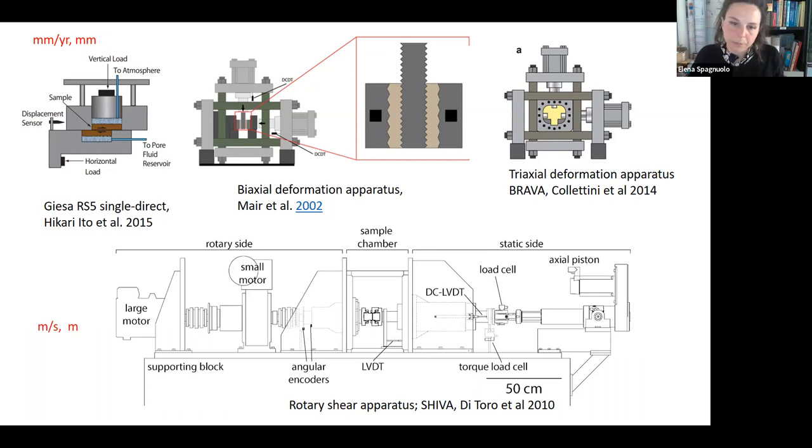On the other side of the spectrum, there is this kind of machine, which is the rotary shear machine, which runs at 1 meter per second for meters. And so we have the chance of using a vast range of conditions. And I will focus for the rest of the talk on this machine, which is called Shiva, and is a rotary shear apparatus, in fact.